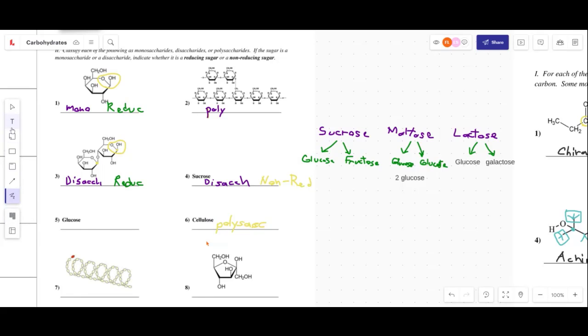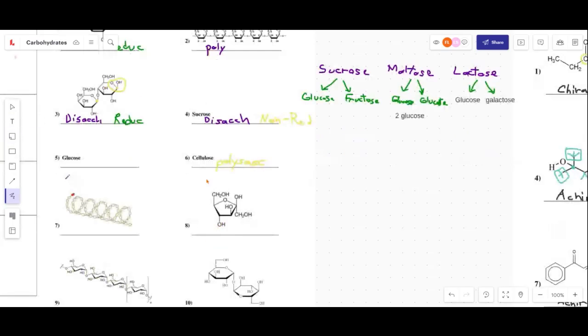What about glucose? It's a monosaccharide, and is it a reducing sugar? No, it's a reducing sugar. It's always reducing. Okay, I got them backward. Great.